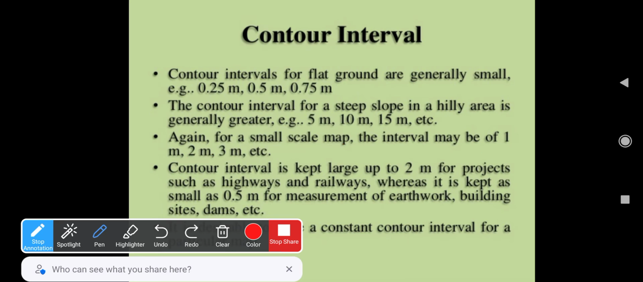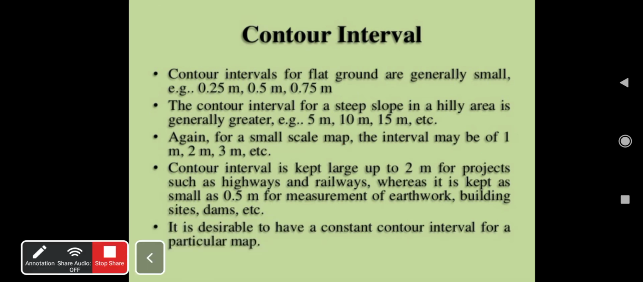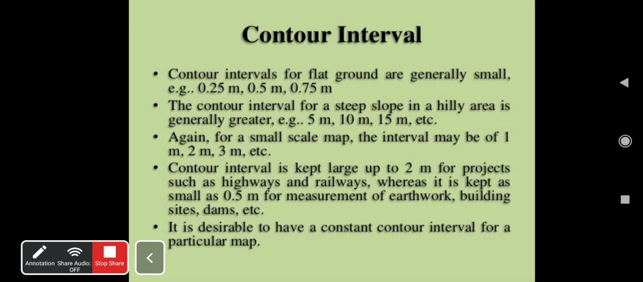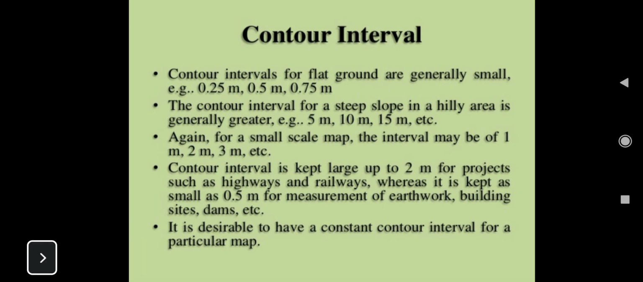Okay, so in that way, the contour interval is kept larger, up to 2 meter, for projects such as a big highway or a railway track, whereas it is kept small, 0.5 meter, for the measurement of earthwork, for building sites or for a dam, right? So it will be 0.5 meter only, but 2 meter if it is highway or railway, right? So it depends on where we are doing the contouring. It is desirable to have a constant contour interval for a particular map.